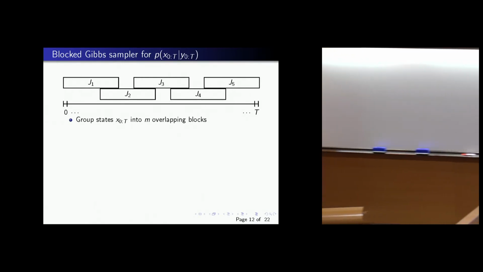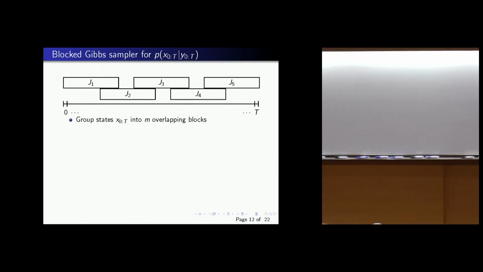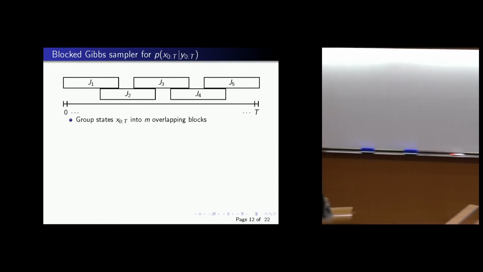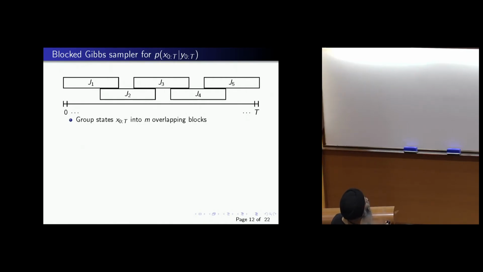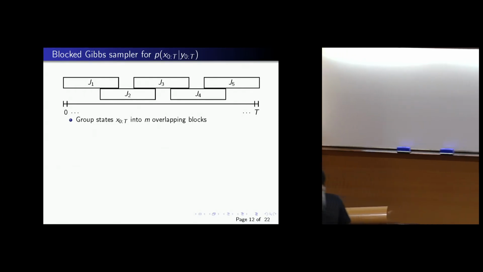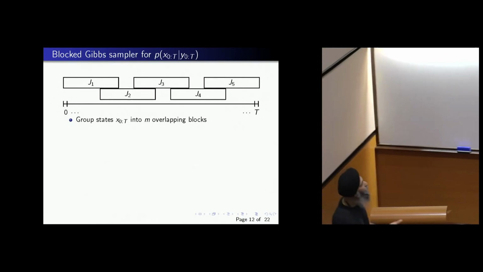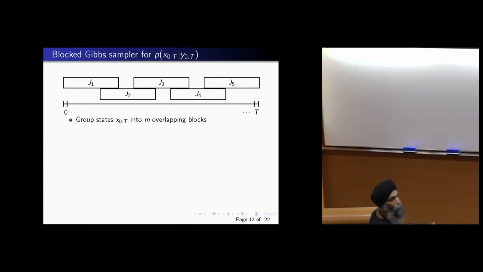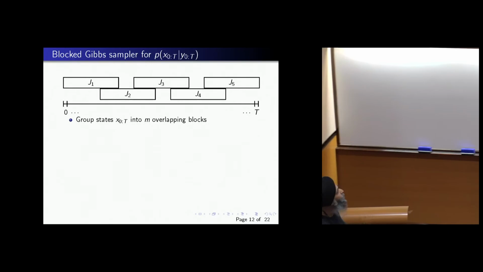If you want to sample from the law of the hidden state given all the observations, why not just think of block Gibbs sampling? Here these boxes J1, J2 indicate a blocking of the hidden state. I block a set of hidden states from time 0 to, say, L into J1, and then a set of hidden states goes in J2 and J3. These blocks are overlapping because when you do blocking in MCMC, you need to overlap the blocks to have proper mixing of the states at the boundary.